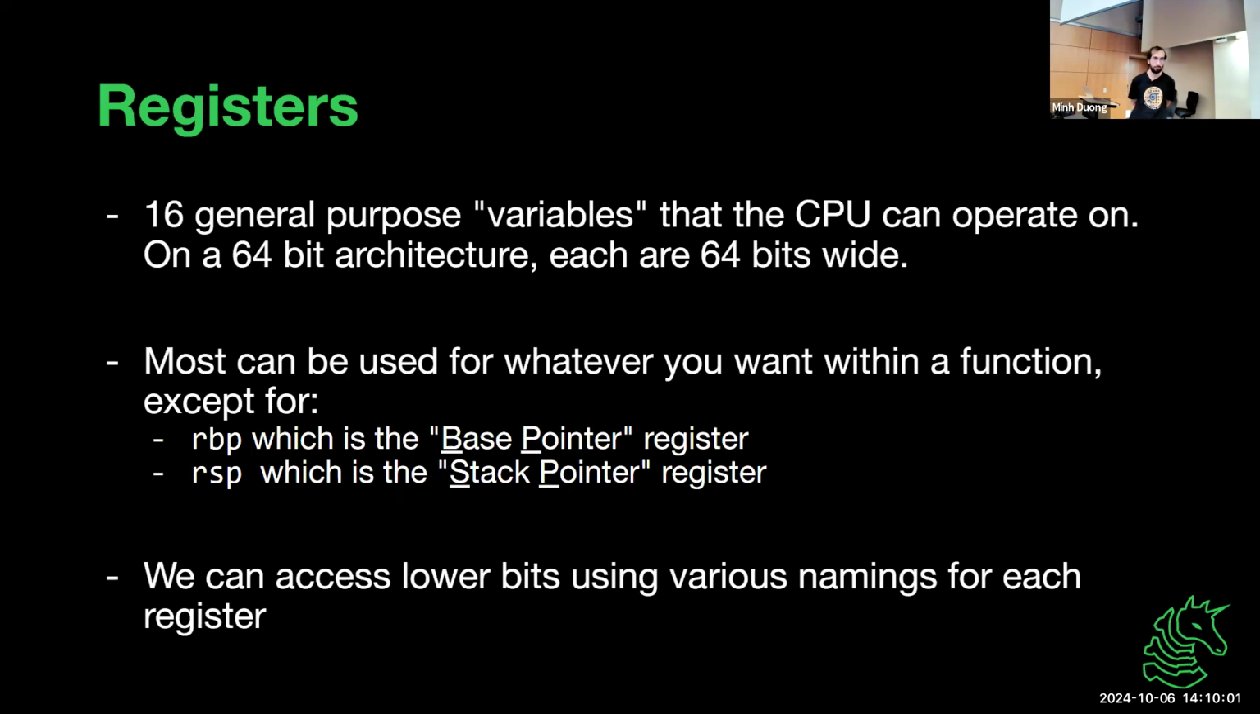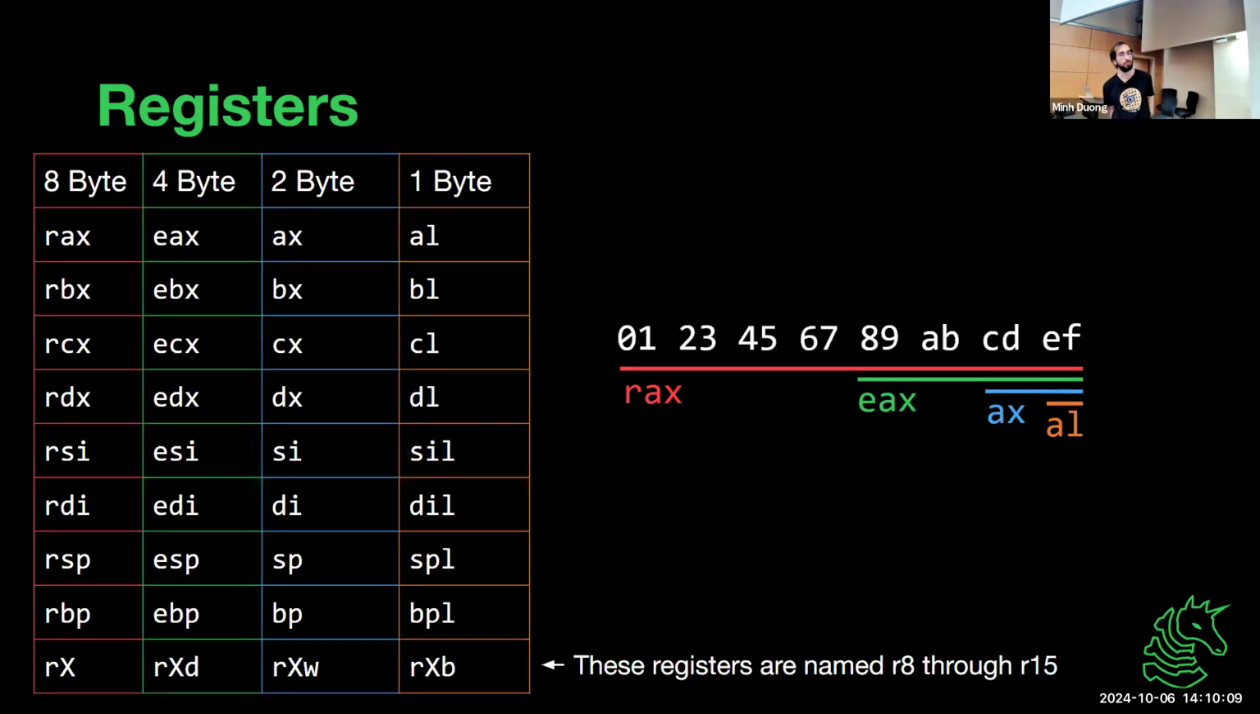Another thing to know is that we can access the lower bits of the register by name. You can look at it here. The 8 bytes is our full register, but you can access just the lower 4 bytes with EAX for RAX, and so on and so forth. You can look at the table. If you do any manipulations with just the lower bits, it won't affect the bits that you're not working with at the moment.